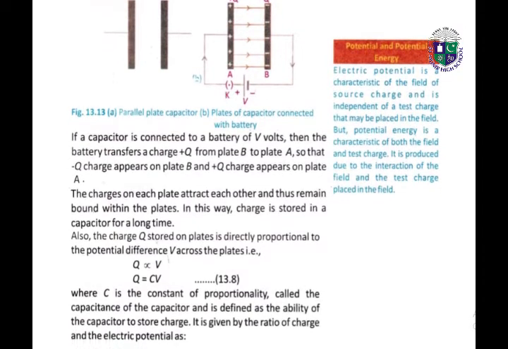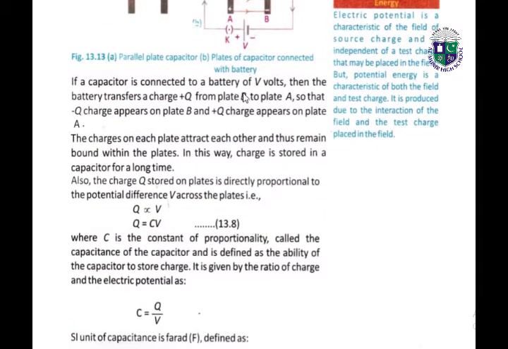So if a capacitor is connected to a battery of V volts, then the battery transfers a charge plus Q from plate B to plate A.